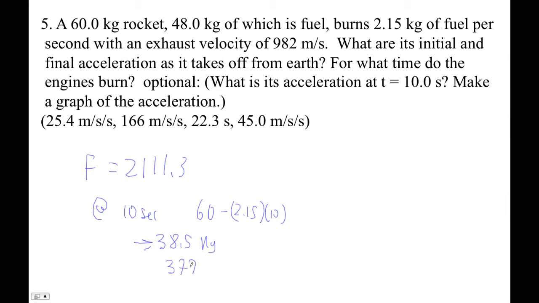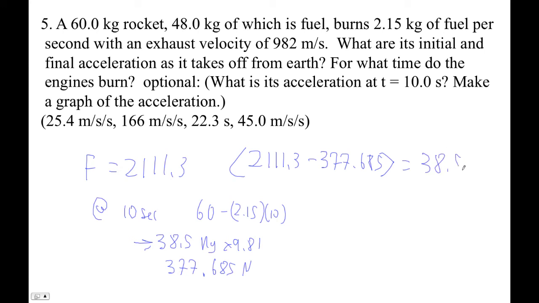377.685, right? So I'm finding this is the weight, that's the force of gravity, and now we're set, right? We go 2111.3, that's the thrust, minus the weight, 377.685, is equal to, what's our mass? 38.5 times a. See if we can do this. 2111.3 minus the answer I just got, divided by 38.5. It's 45.0289, so 45.0.